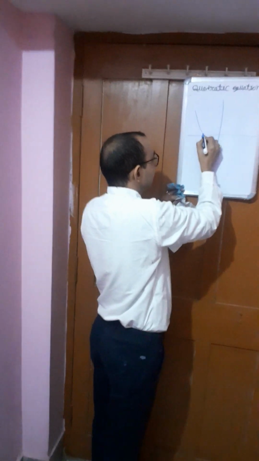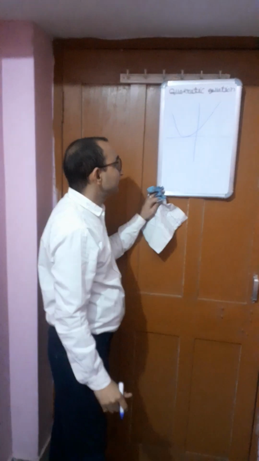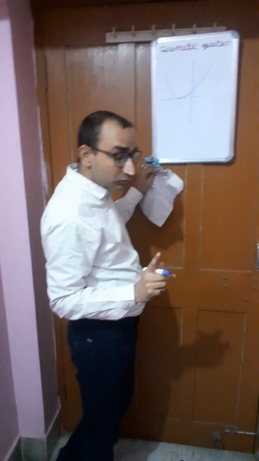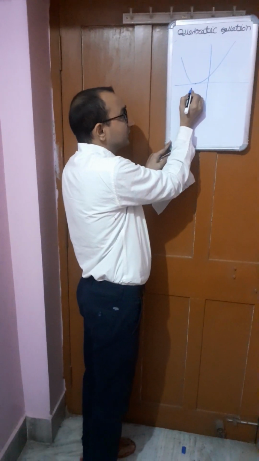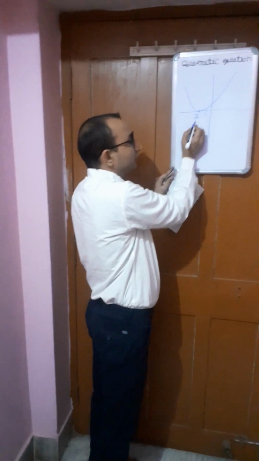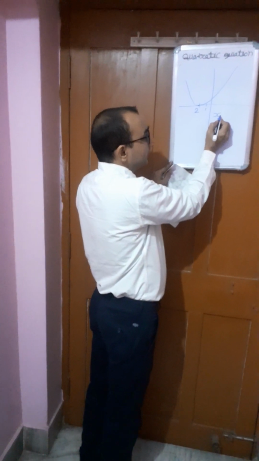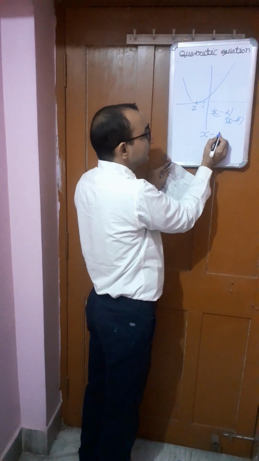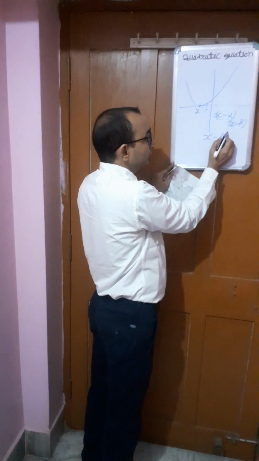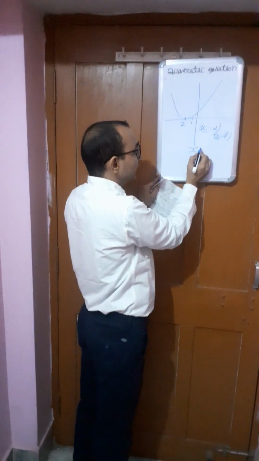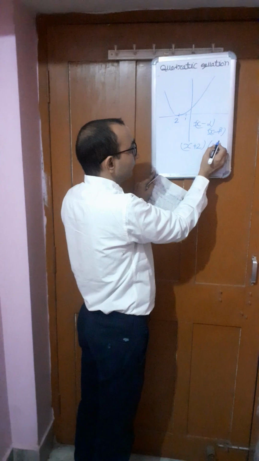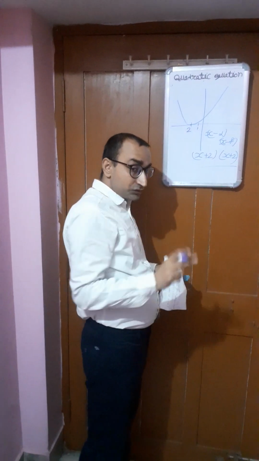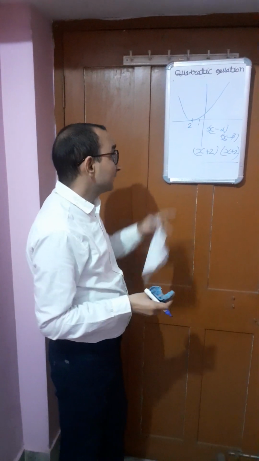If the graph goes like this, then it has two solutions, and both the solutions are equal. If the graph cuts here at 2, then both solutions are x minus alpha, x minus beta, where the value is minus 2. It has two solutions and both solutions are equal.